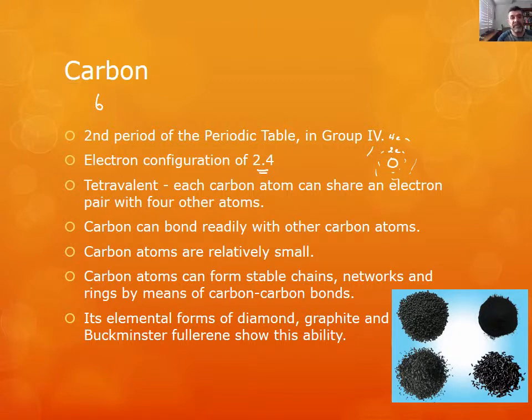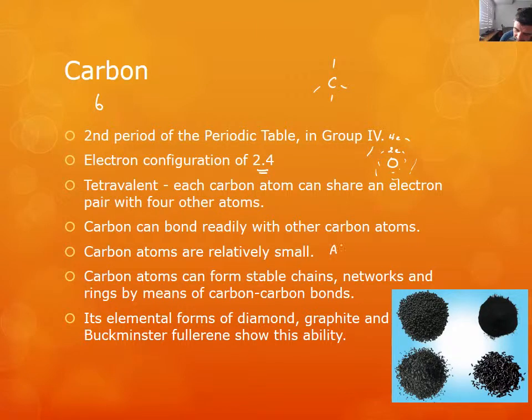It is tetravalent, and that means that each carbon atom can share an electron pair with 4 other atoms. It forms a tetrahedron kind of shape, where the 8 electrons or 4 pairs of electrons are equally distributed around the central carbon atom. This means it bonds readily not just to other carbon atoms but also to a range of other types of atoms. The carbon atoms themselves are relatively small.